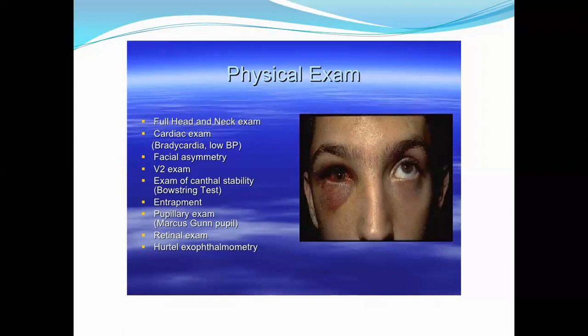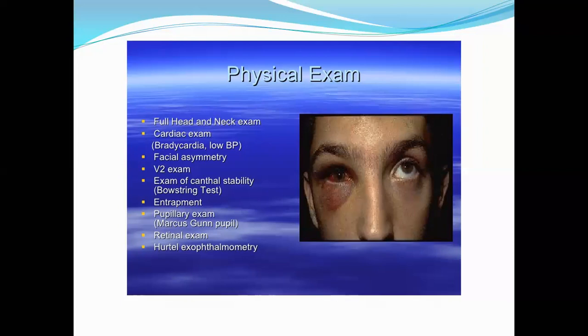Then the third thing is facial asymmetry. You can see there is asymmetry in this slide. Then comes the cranial nerve examination of the trigeminal nerve, maxillary division. Examination of canthal stability is important too, with the bowstring test, but not in the initial physical examination. Then you can check for any entrapment of the extraocular muscles, and that is done by the eight directional test.